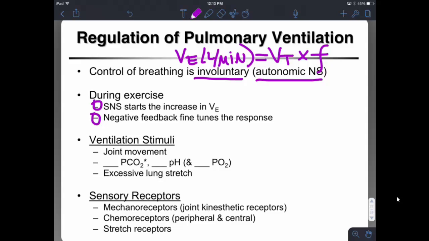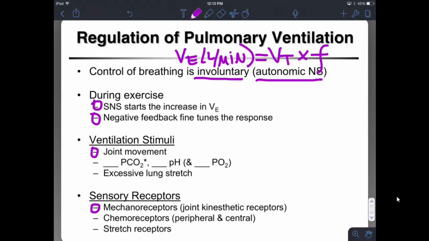And so the things that stimulate ventilation, there's various stimuli. For one, we've got joint movement. Okay? As soon as you start to move, the mechanoreceptors, the joint kinesthetic receptors in the joints that are moving, start sending signals to the brain, and this is going to affect the rate of breathing. And I'll show you that on another slide.